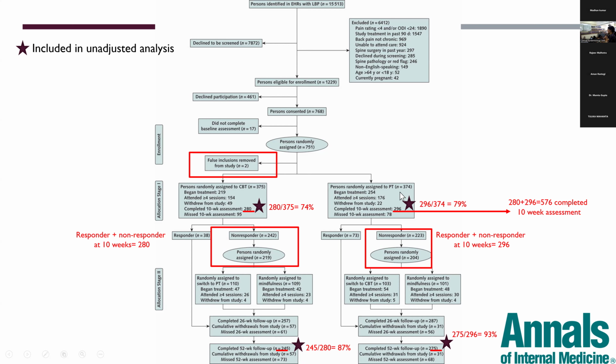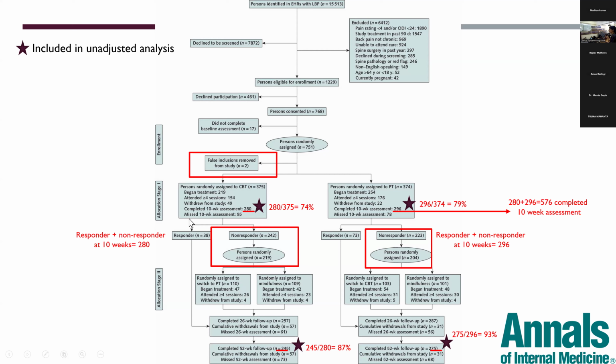Now, similarly, in this PT arm, there were 374 people. Same thing, they looked at who started, who went for more than 4 sessions, who missed the 10-week assessment. Finally, they had only 296 people, which is 79% of the people. So, totally out of 749, say, 576 only have completed their 10-week assessment.